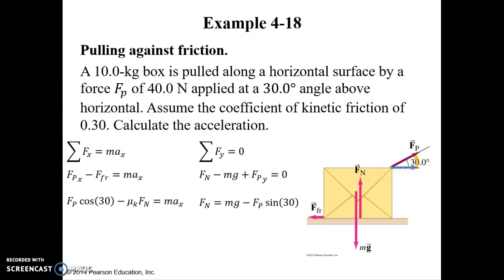Fpx is a component of our angled vector and can be rewritten as Fp cosine 30, and the same with Fpy, except it's sine 30. We can also make a substitution for the definition of kinetic friction, which is μ Fn. Now I went ahead and rearranged the equation in the y direction to solve for the normal force, because I know we'll need it in the x direction for when we solve for acceleration.